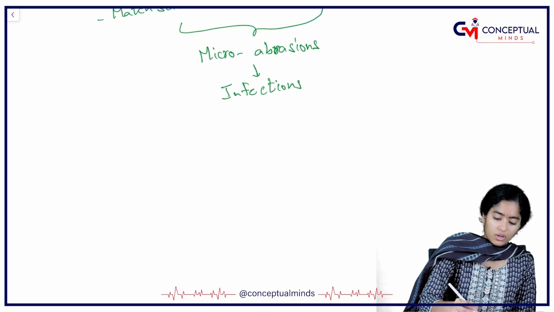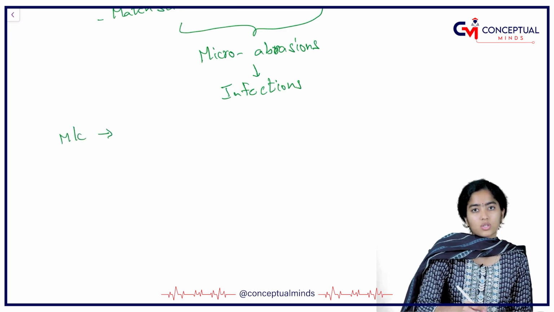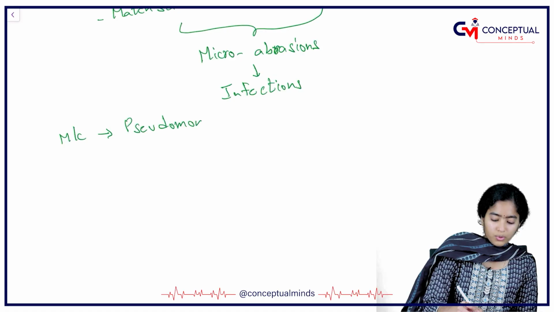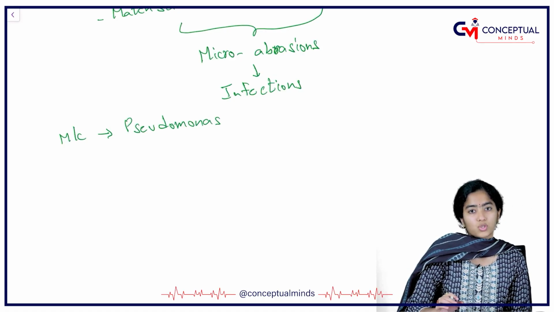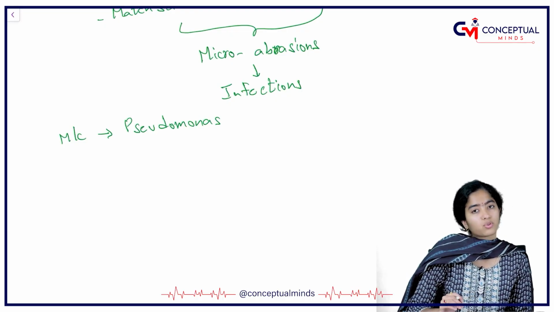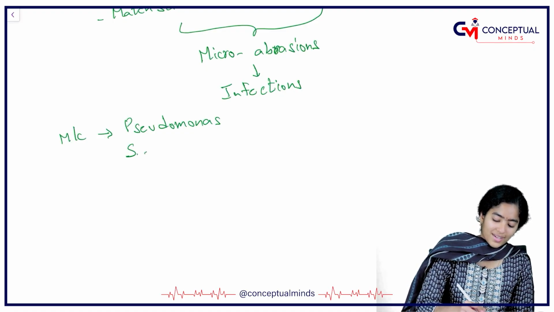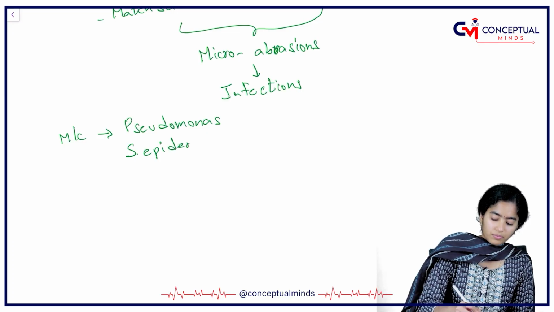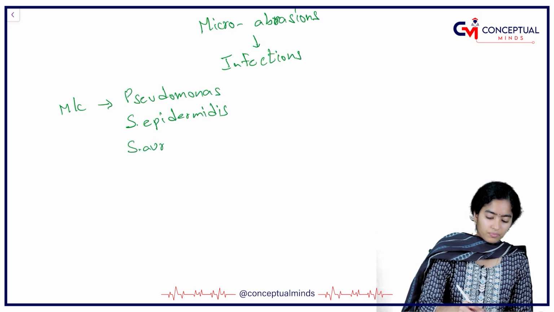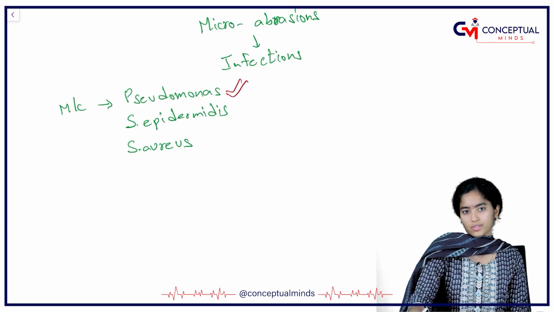Now the most common organism is Pseudomonas. Pseudomonas aeruginosa is responsible for almost 38% of the cases. It is the most common organism for diffuse otitis externa. Next, this is followed by Staph epidermidis, and finally by Staph aureus. But please remember, Pseudomonas is the most important organism.